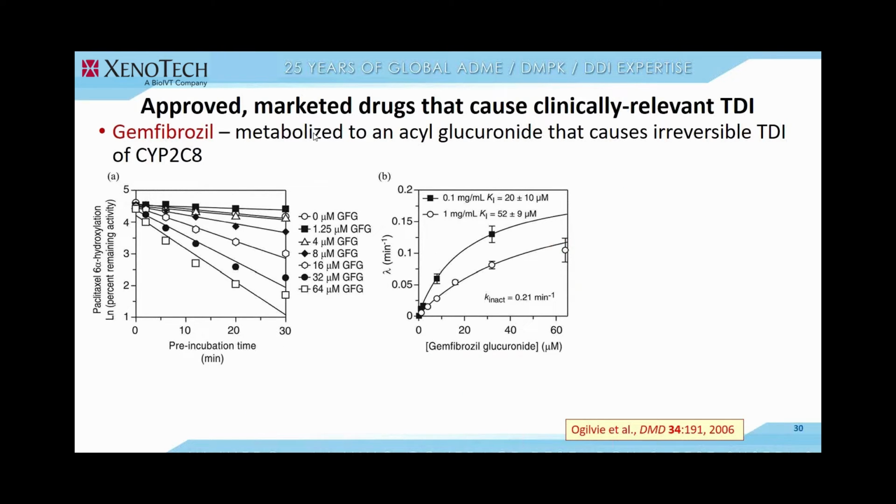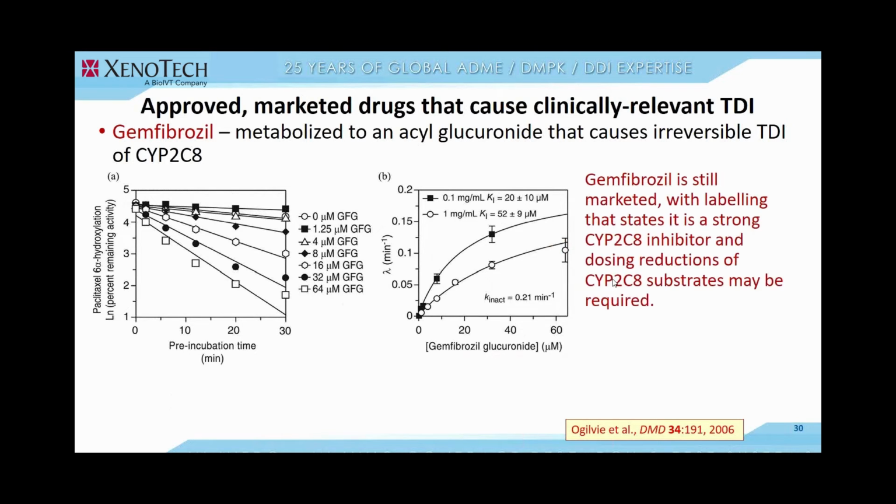And looking a little bit further, what we found is that the acylglucuronide actually inactivates CYP2C8 relatively efficiently. I ran this over a range of concentrations you see here, and at 2 different conditions, either low protein or high protein. It did change the Ki value, but the Kinact value was essentially the same. And gemfibrozil is still marketed. Now, the labeling states that it's a strong CYP2C8 inhibitor, and dosing reductions of CYP2C8 substrates may be required. So this is an example where you can simply manage this through labeling.